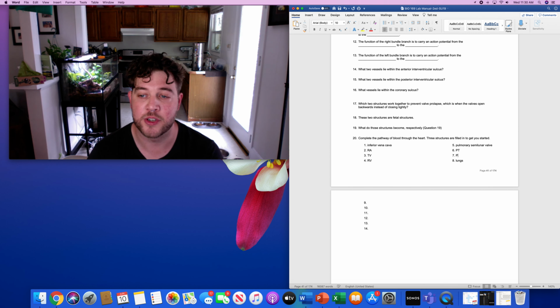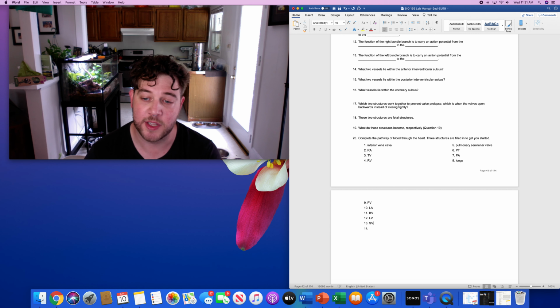From the pulmonary trunk, you go through the pulmonary arteries. Pulmonary arteries take you to the lungs. From the lungs, you go to the pulmonary veins. From the pulmonary veins, you come into the left atria. From the left atria, you pass through the bicuspid valve. From the bicuspid valve, you go into the left ventricle.